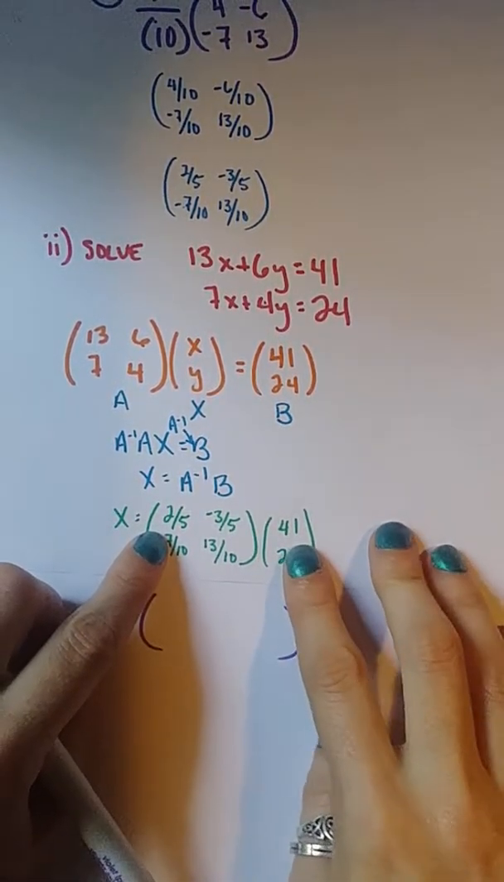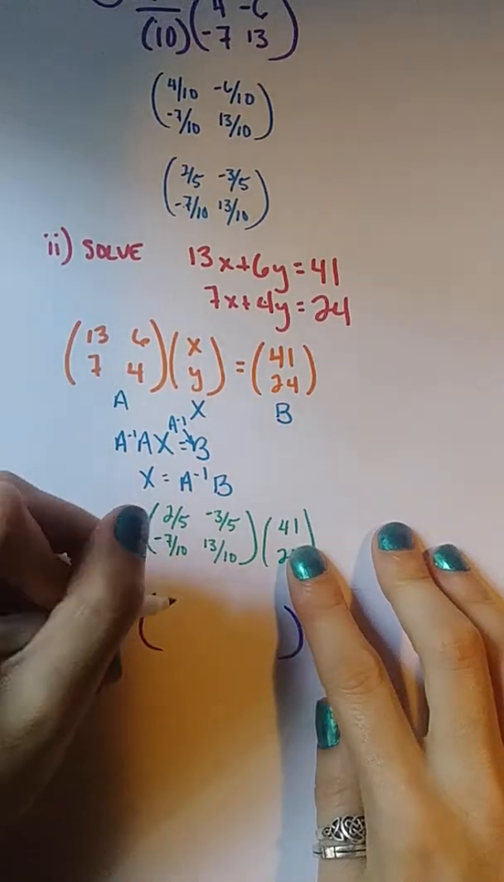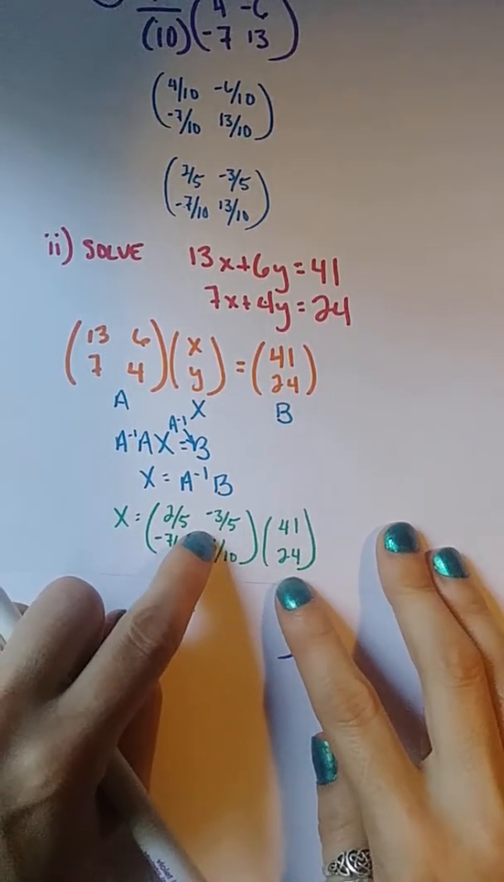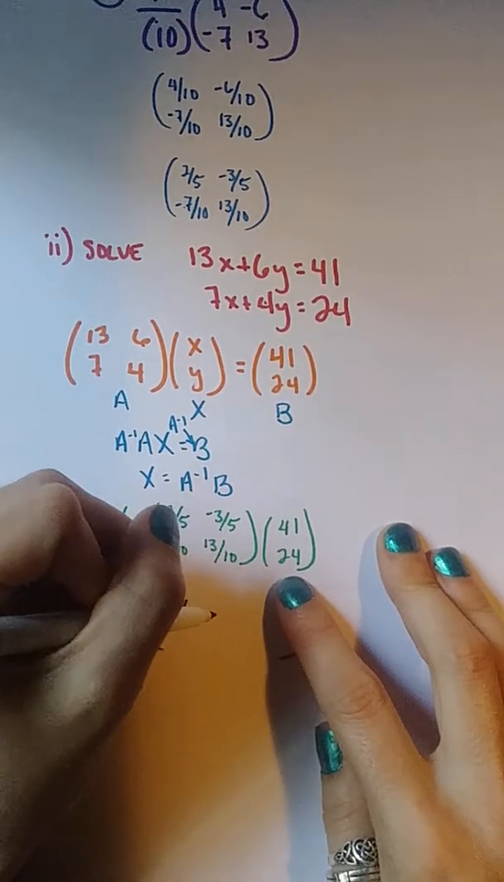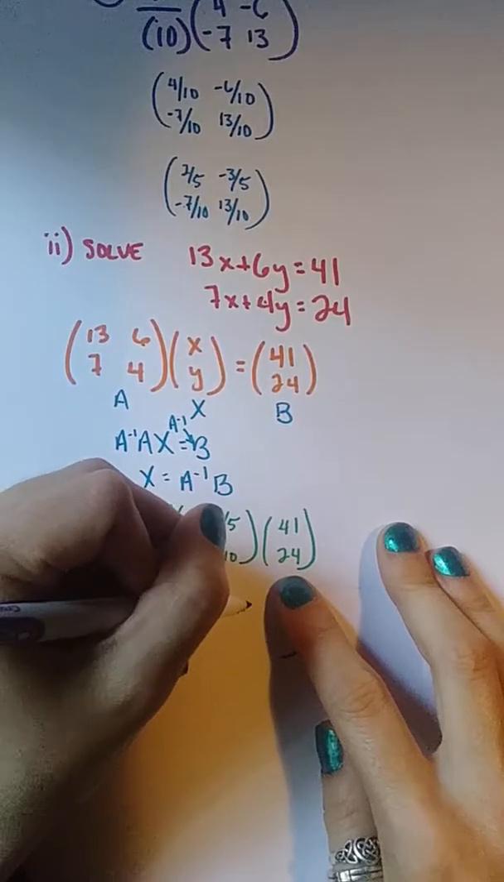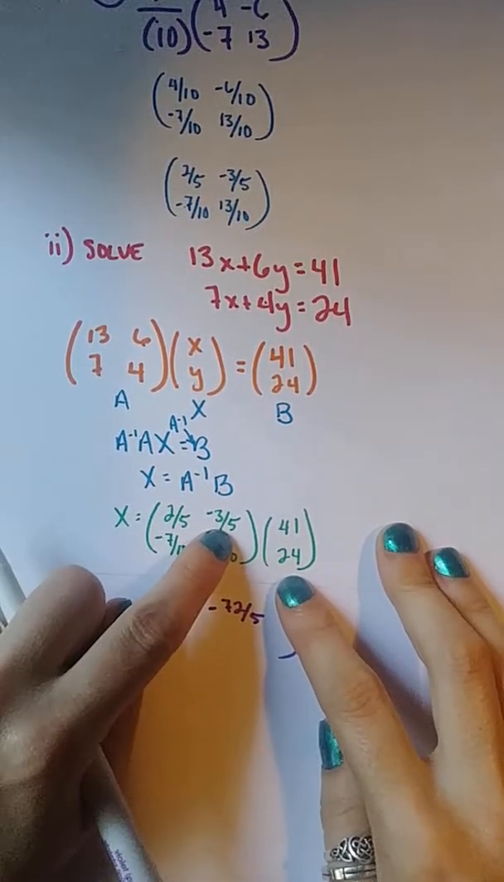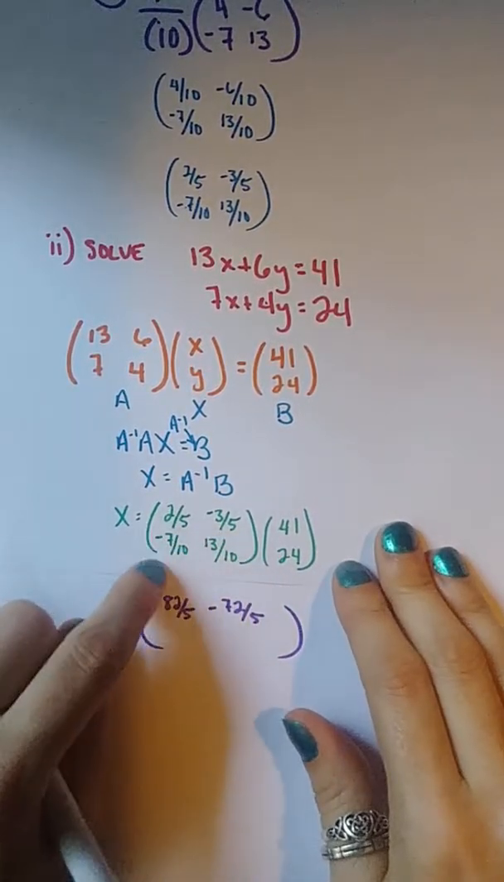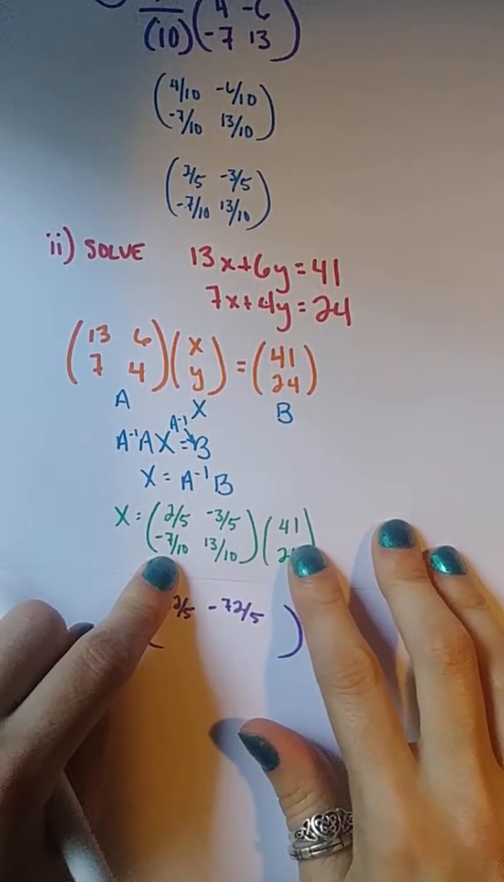So let's go ahead and multiply these matrices together. So we're going to have 2 fifths times 41. 41 times 2 is 82 fifths. And we're going to have to add 24 times -3 fifths. So minus 24 times 3 is 72 fifths. So that's our first term. So we went like this. Now we're out of space here. We have no more columns. We move on to row 2 with the same thing.